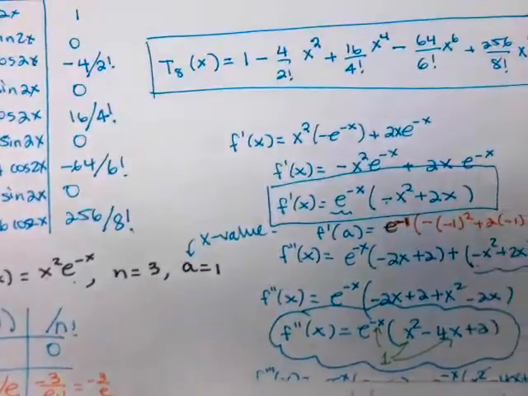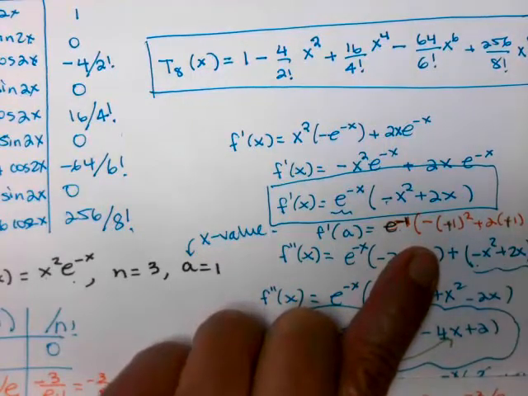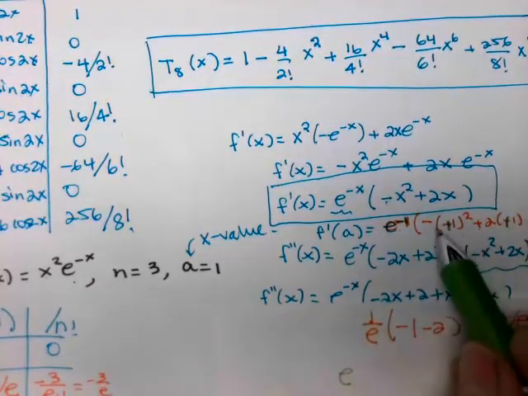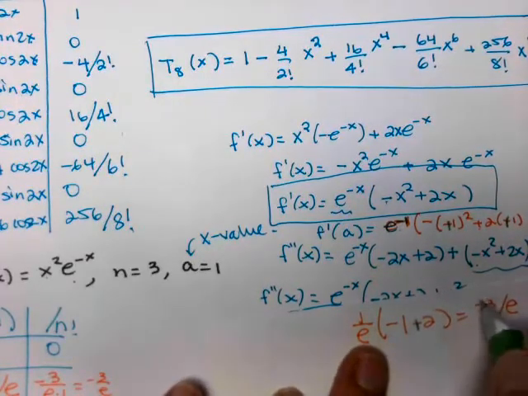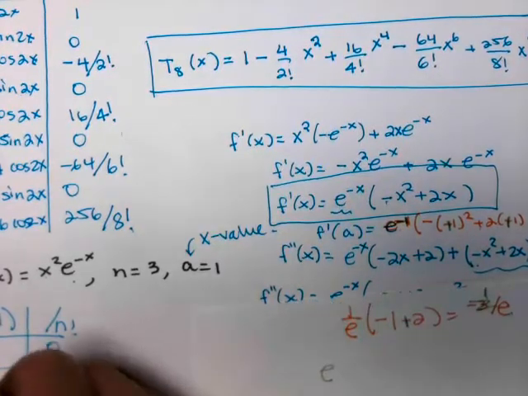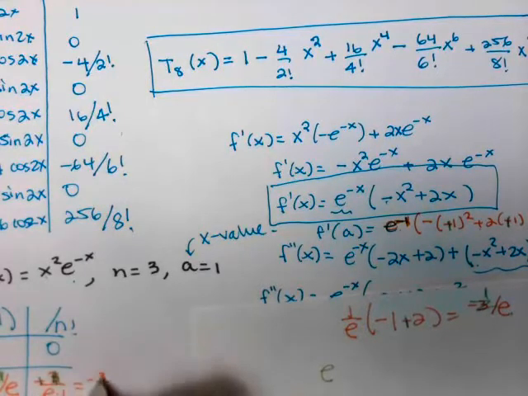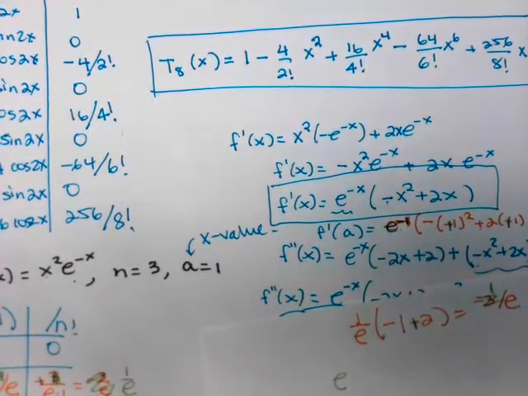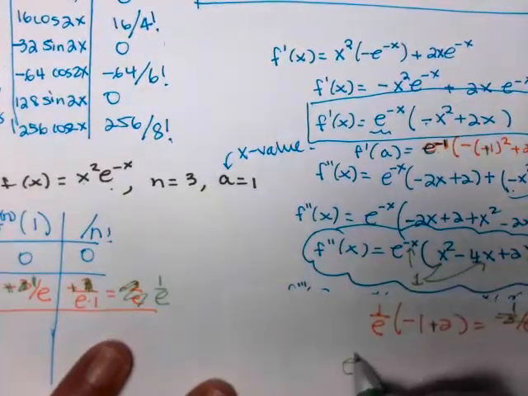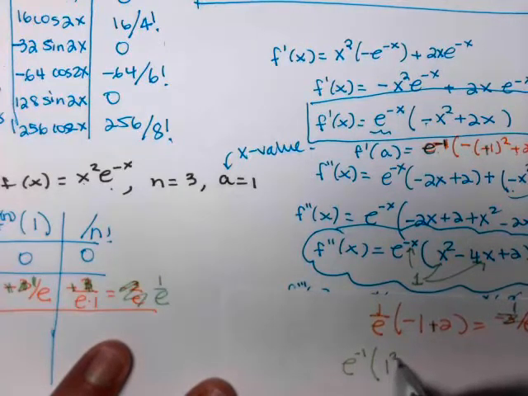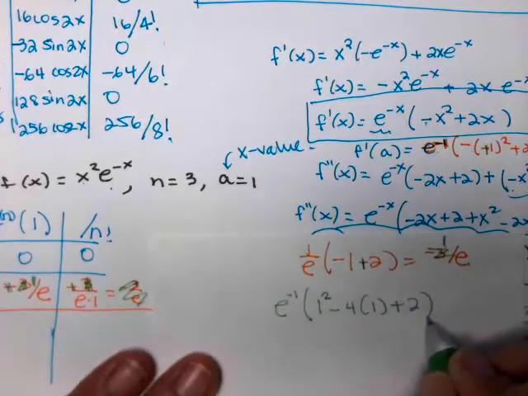Let's go back here. A equals 1. A equals 1, positive 1, positive 1. Goodness sakes. So that'll be negative 1 plus 2. Is that better? Thank you. 1 over e, positive, 1 over e. Goodness sakes. Positive 1's e to the negative 1. Take it slowly. 1 squared minus 4 times 1 plus 2.